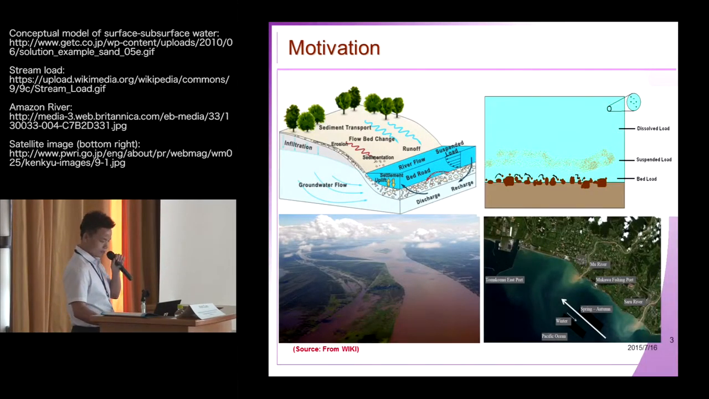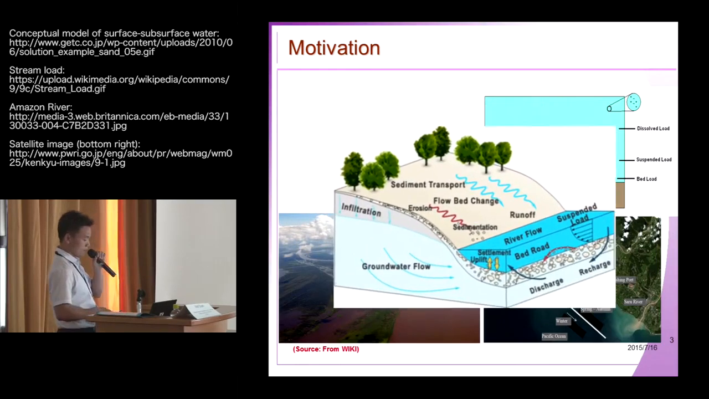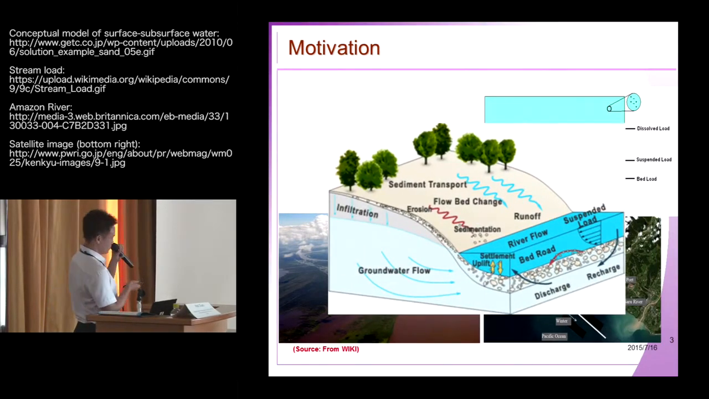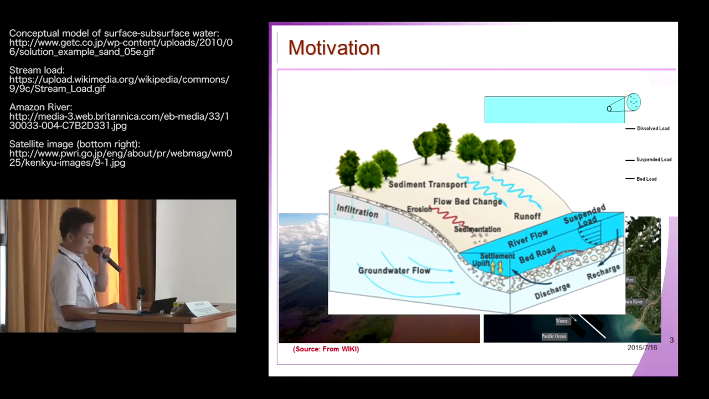As we know, I just got some small pictures to describe the source of the sediment and also the sediment transport. For example, this is from soil erosion and also with the runoff, and then sediment from the mountain areas is transported to the river and then to the ocean.